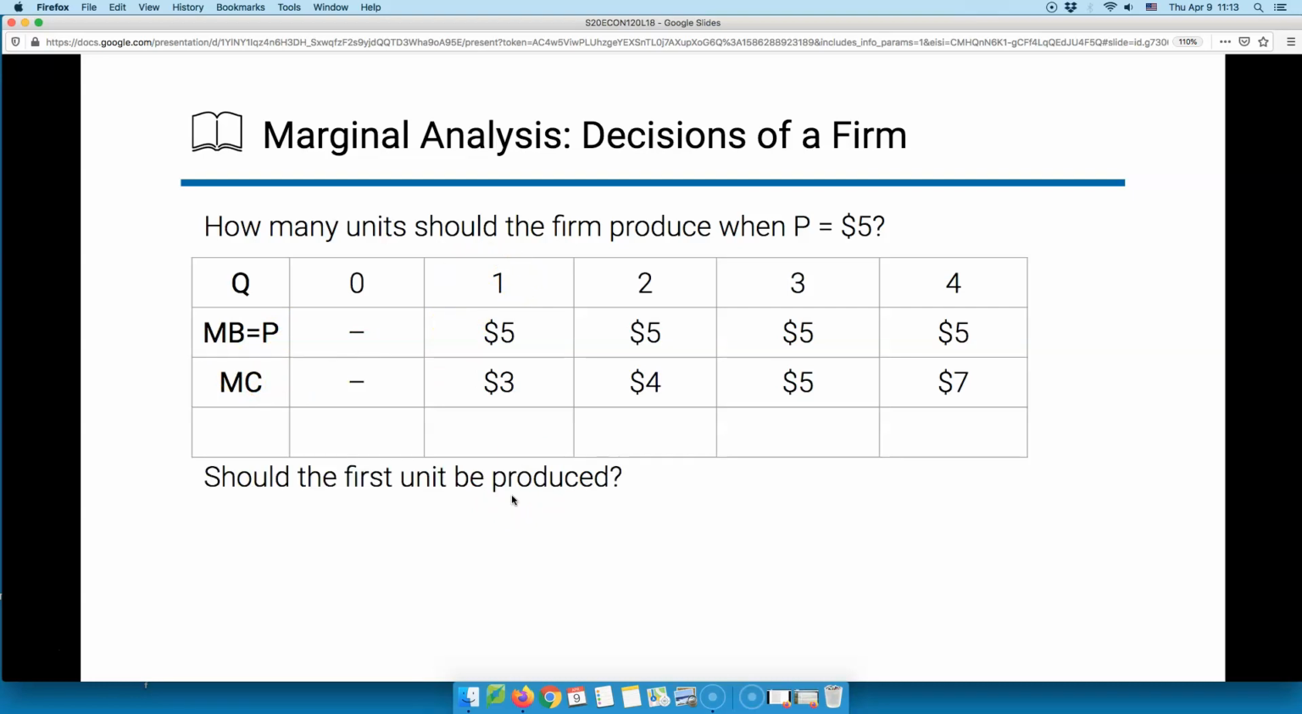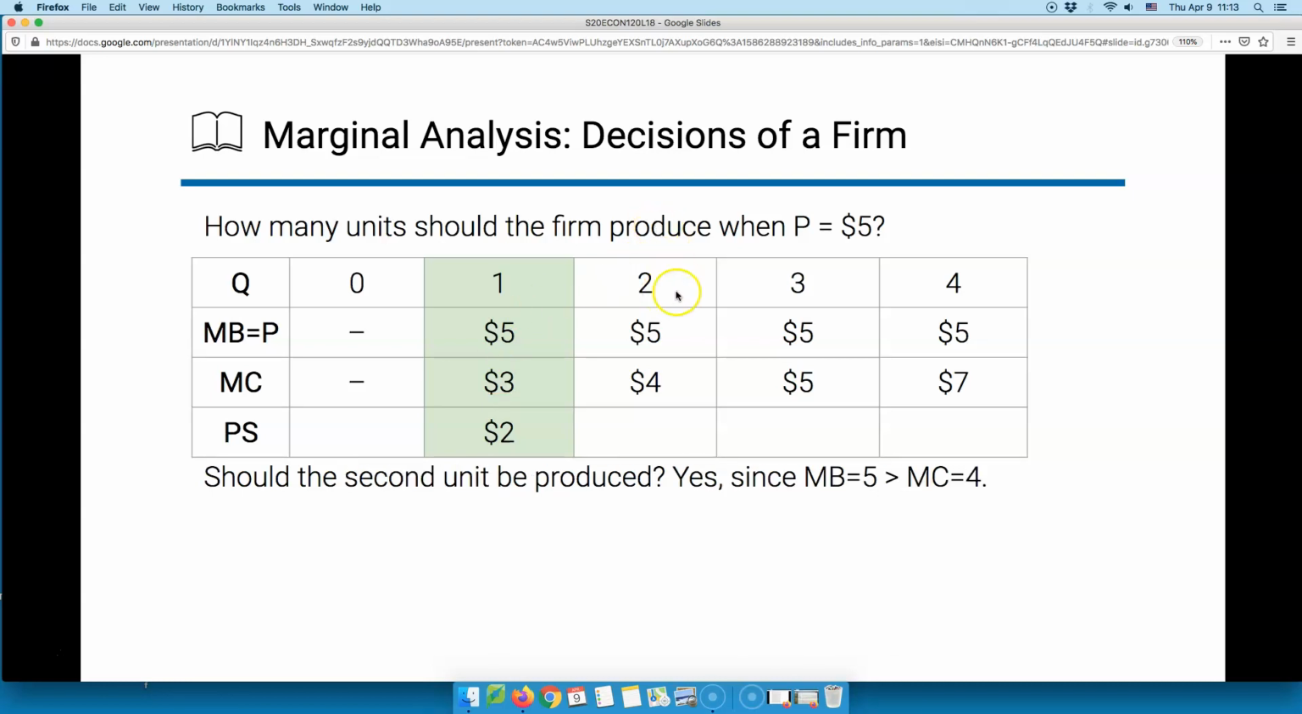And to answer that question, compare the cost to the price that it's going to get. It's going to earn $5, it's going to spend $3, so it's going to generate $2 of what we call the producer surplus, and so the answer is yes, the first unit should be produced. Similarly, what about the second unit? Should the second unit be produced? And the answer again is yes, because its benefit is 5, its cost is 4, so it's going to generate $1 of producer surplus. So yes, it makes perfect sense to do so.